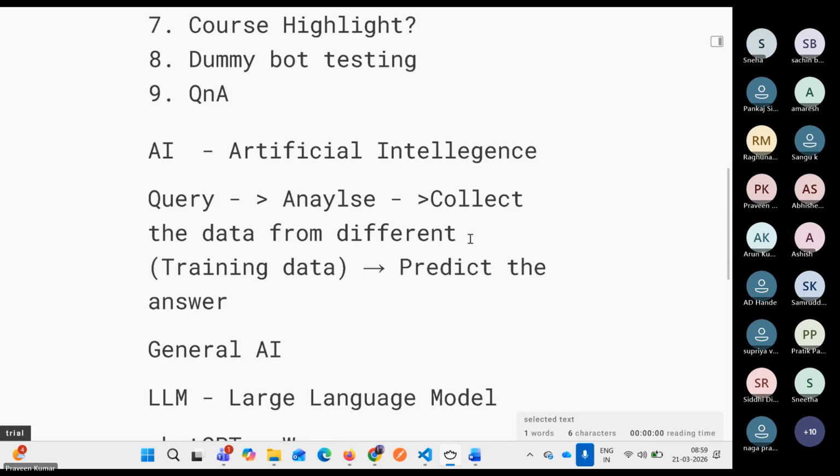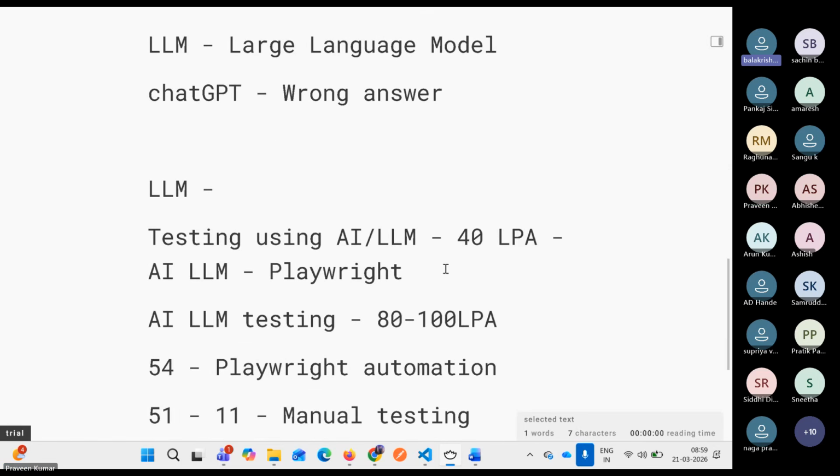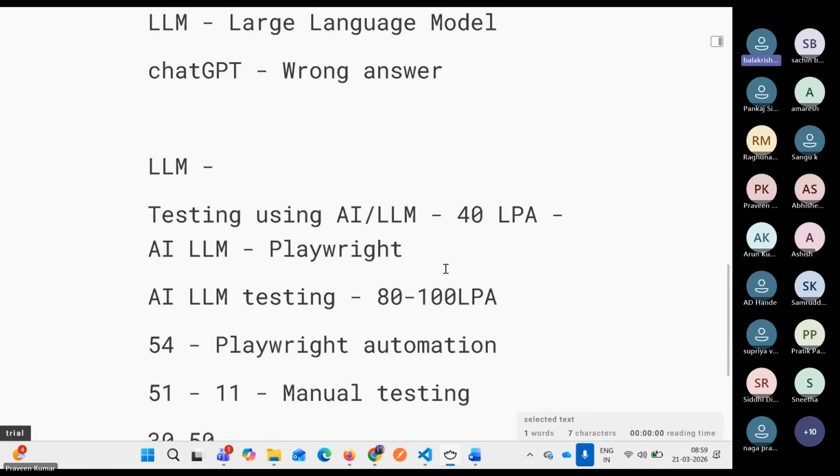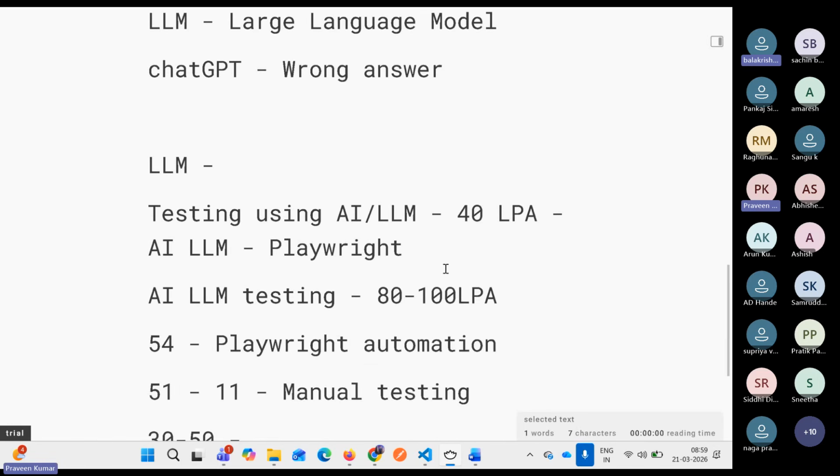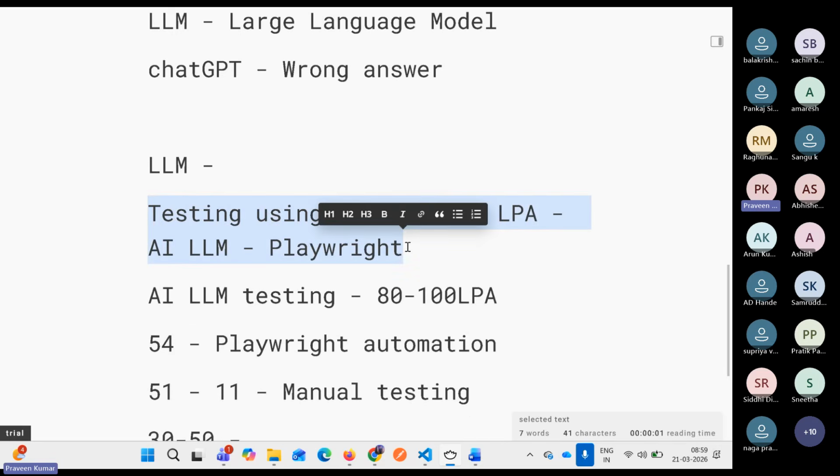Praveen, out of these two, which has more demand right now, AI LLM testing or testing using AI? For this I would say, in the era of AI, most organizations have started using AI to develop the testing or develop your framework.